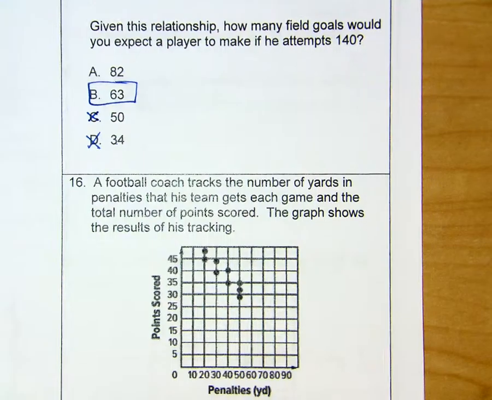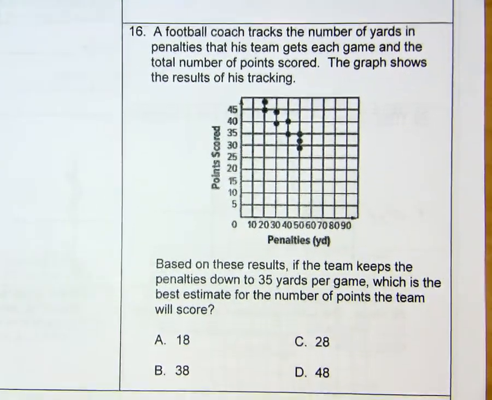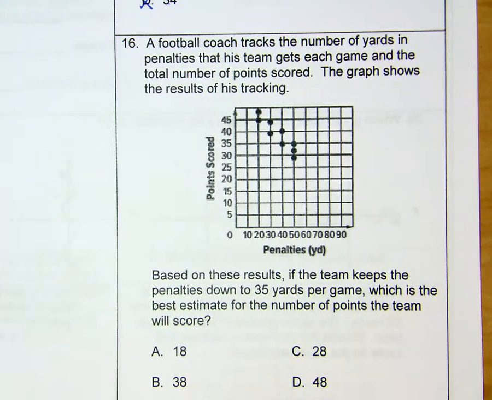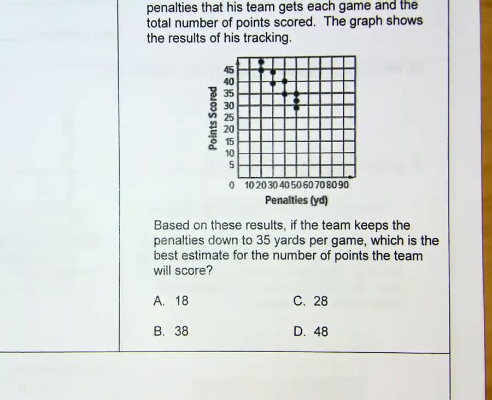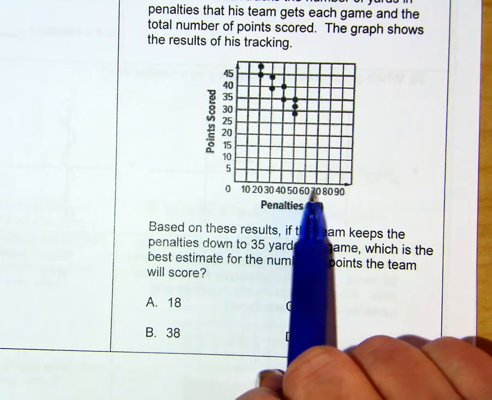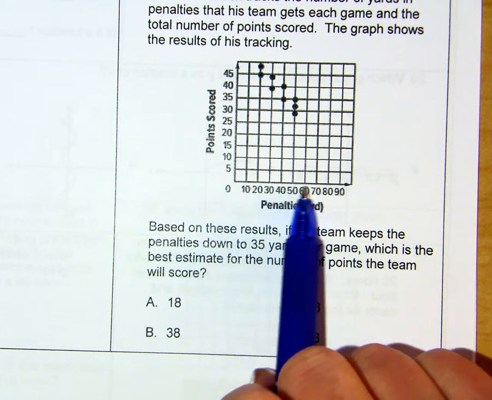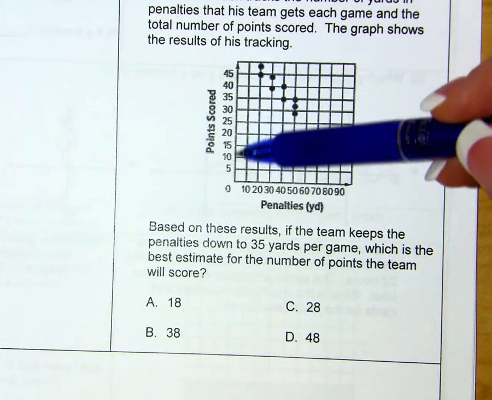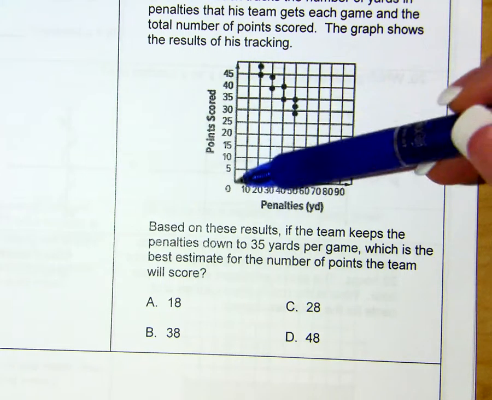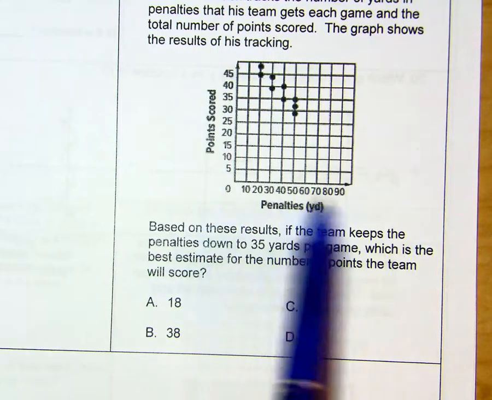For problem number 16, it says a football coach tracks the number of yards in penalties that his team gets each game and the total number of points scored. The graph shows the results of his tracking. So here we're counting by tens on the x-axis, which is your number of penalties. And it looks like as penalties increase, the number of points we score decreases, and the y-axis is counting by 5. So we have by 5 here and by 10 here.